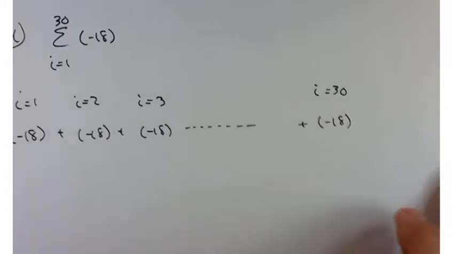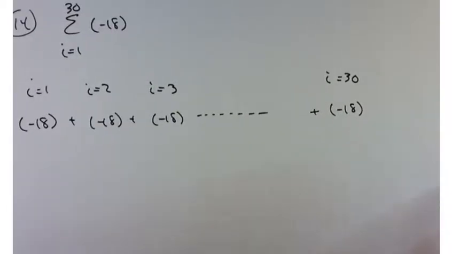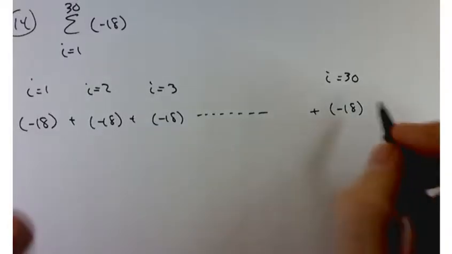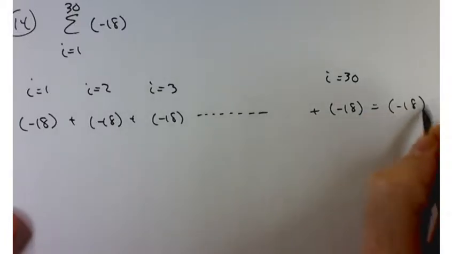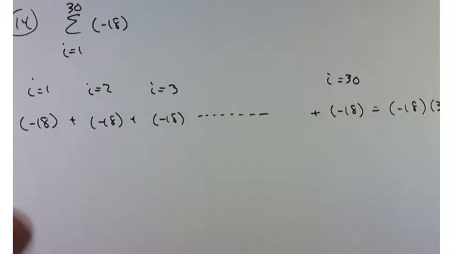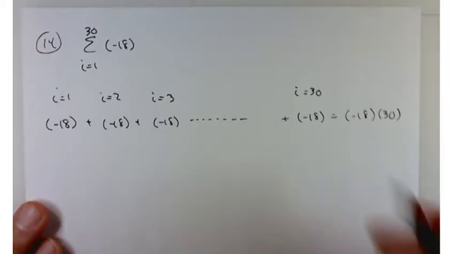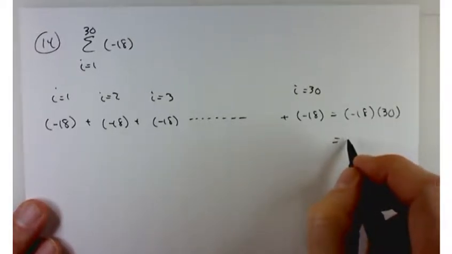Now, do I want to sit there with my calculator and add and add and add? What's the shortcut here? Good. So negative 18 times 30. Where'd you get 30 from? How many terms? Good. So that's what? Negative 540?